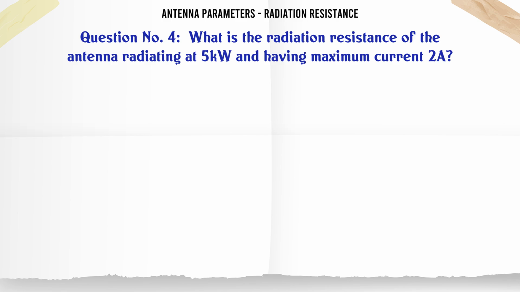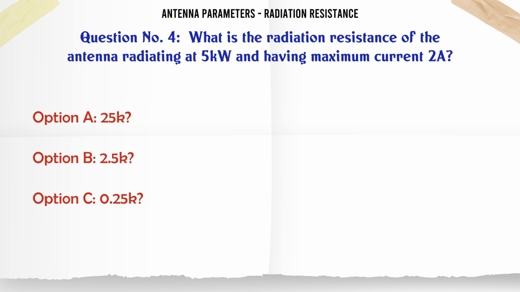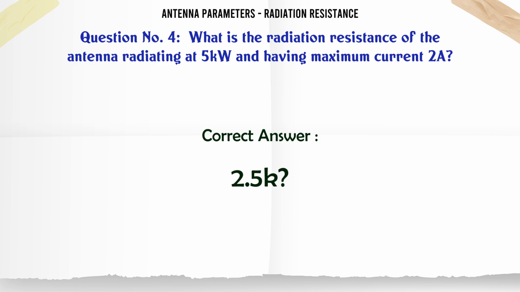What is the radiation resistance of the antenna radiating at 5 kW and having maximum current of 2 A? A. 2.5 k. B. 2.5 k. C. 0.25 k. D. 2.5. The correct answer is 2.5 k.